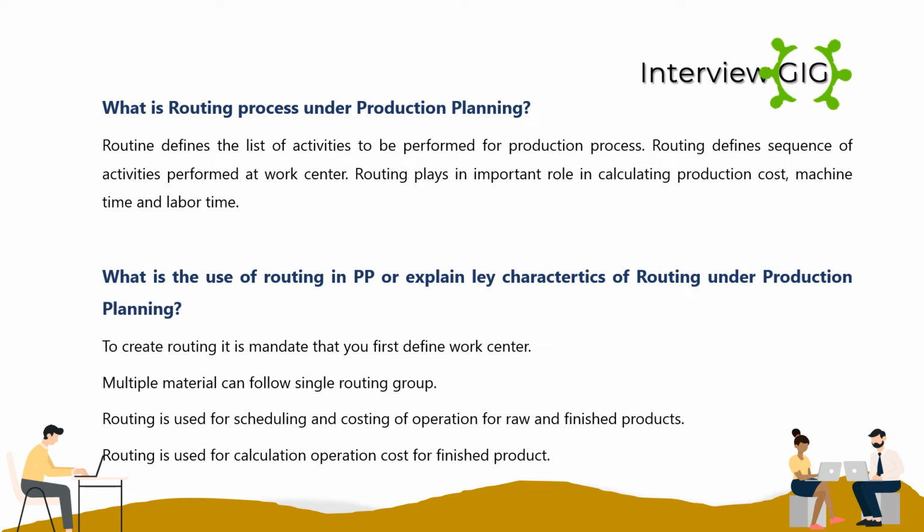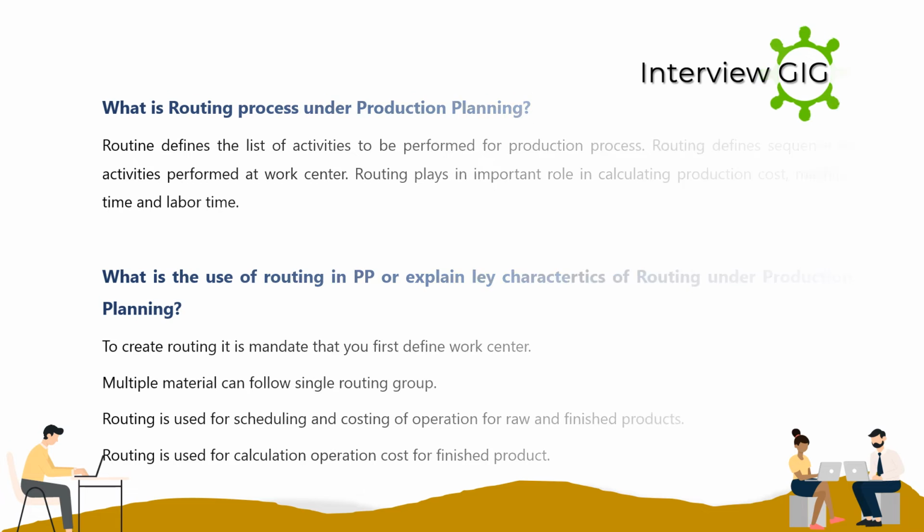What is the use of routing in PP, or explain key characteristics of routing under production planning? To create routing, it is mandatory that you first define Work Center. Multiple materials can follow a single routing group. Routing is used for scheduling and costing of operation for raw and finished products. Routing is used for calculating operation cost for finished product.